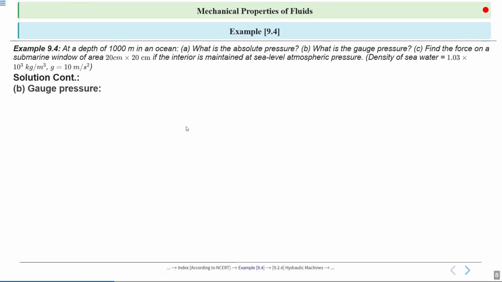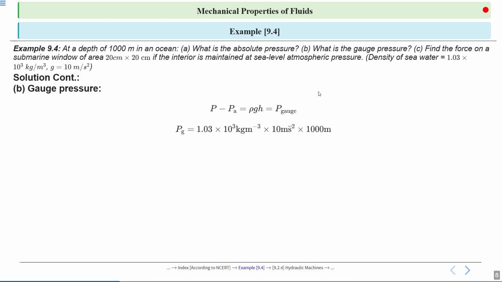Now let's focus on calculating the gauge pressure. Gauge pressure is the pressure relative to atmospheric pressure. So the formula for gauge pressure is P minus Pa is equal to rho g h equal to P gauge, where P is the absolute pressure, Pa is the atmospheric pressure, rho is the density of the fluid, g is the acceleration due to gravity, and h is the depth.